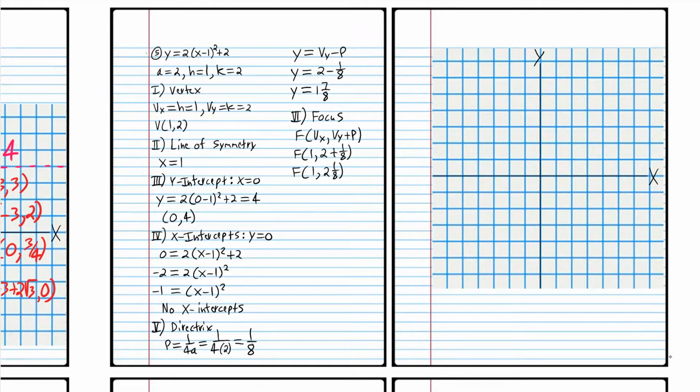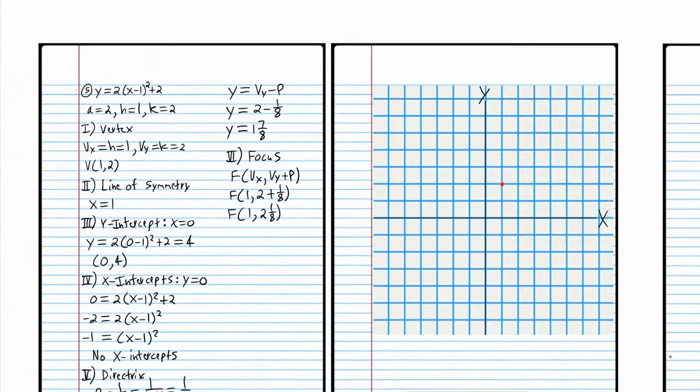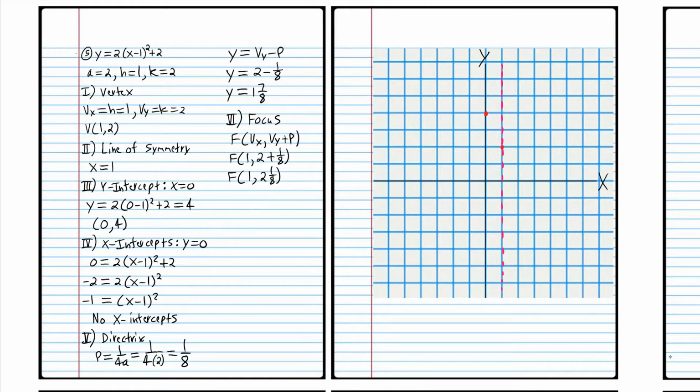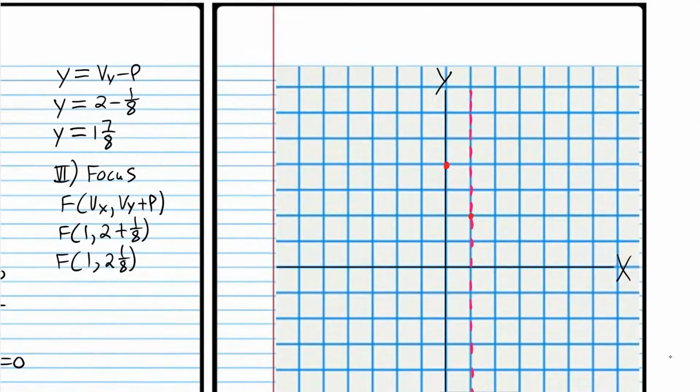Let's see here. Now we're ready to graph. So the vertex is (1, 2). The line of symmetry, as usual, just goes right through that vertex. It's a vertical line. Then (0, 4) is the y-intercept, and there are no x-intercepts. And the directrix is y equals 1 and 7/8. So that's going to be about here.